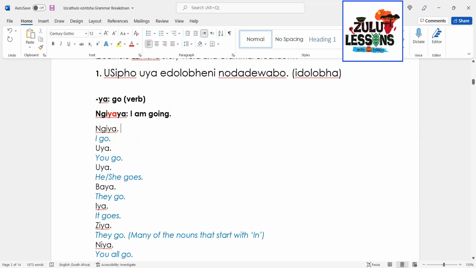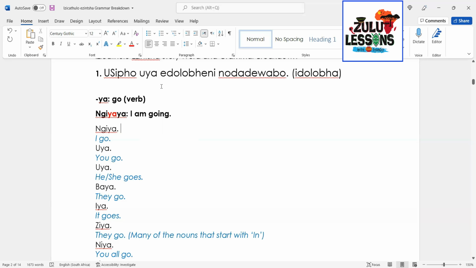But now you see our verb at the end in the black. That is what we are talking about. Ngiyaya, I am going. Uyaya, you are going. Bayaya, they are going. But now let's have a look at it. When we want to, in the way it has been used in this sentence, uya edolobheni.